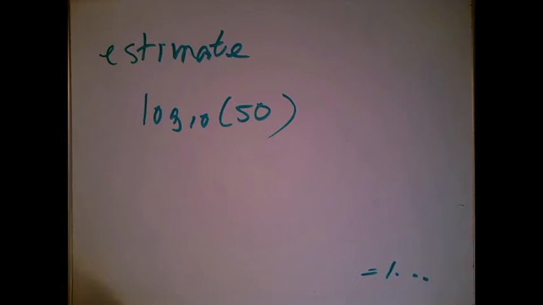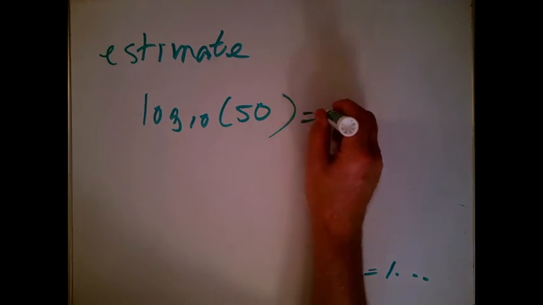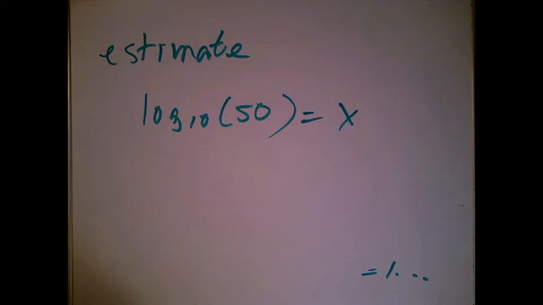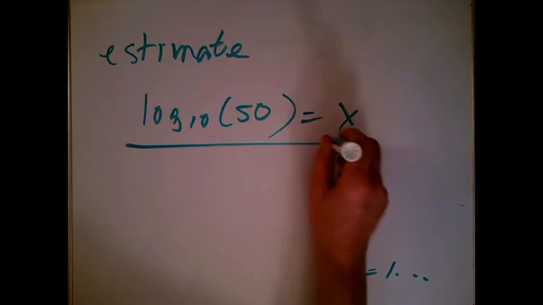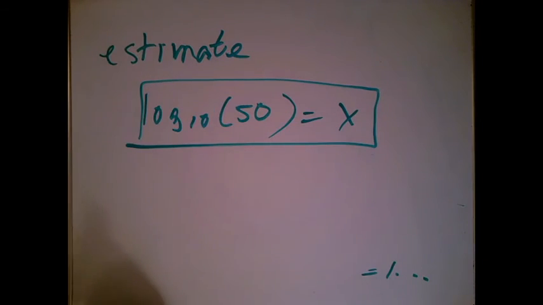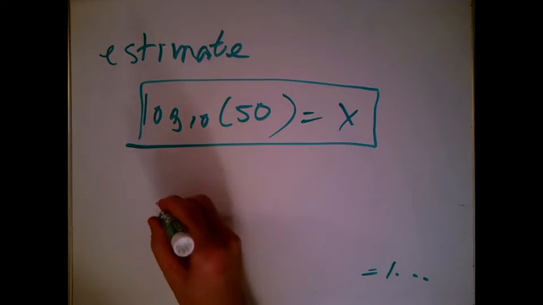So this is what we do. We tell ourselves, I don't know what log base 10 of 50 is, so we set it equal to X. Now why would I do that? Because now I have an equation, and we have the logarithmic form of what we just wrote down. So I'm going to do my little song. I'm going to go 10 to the X equals 50.